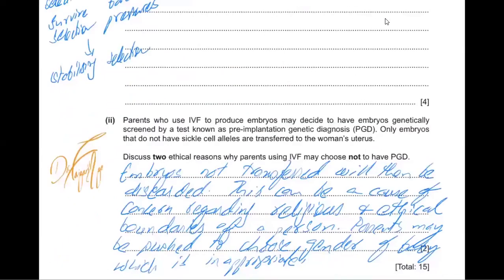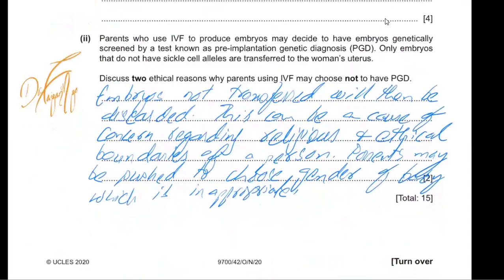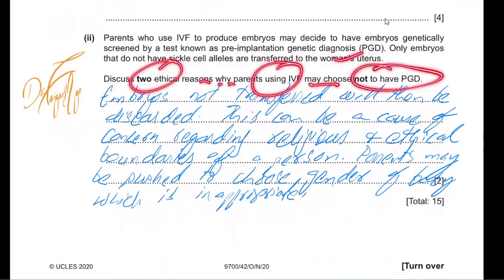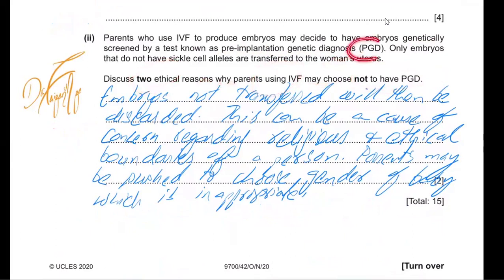Moving on to the last part. Parents who have used IVF to produce embryos may decide to have embryos genetically screened by a test known as pre-implantation genetic diagnosis or PGD. Only embryos that do not have sickle cell alleles are transferred to the woman's uterus. Discuss two ethical reasons why parents using IVF may choose not to have PGD. Now, knowing that PGD is advantageous, you get to know whether the embryos have the disease or not. So that's pretty useful.